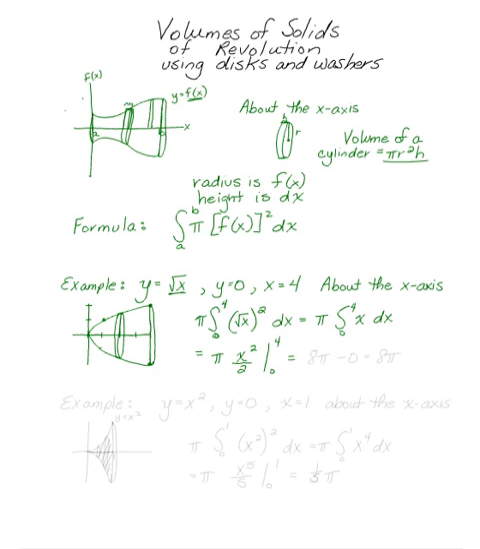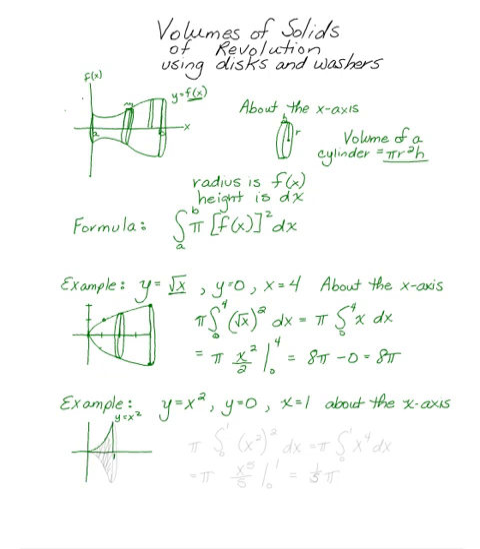If I substitute in a 4, we're going to get 4 squared, which is 16, divided by 2, which is 8. So we'll get 8 pi minus, when we plug in 0, we're going to get 0. So our final answer to our volume of this solid of revolution is just going to be 8 pi. And that problem is done. Now let's look at a second example.